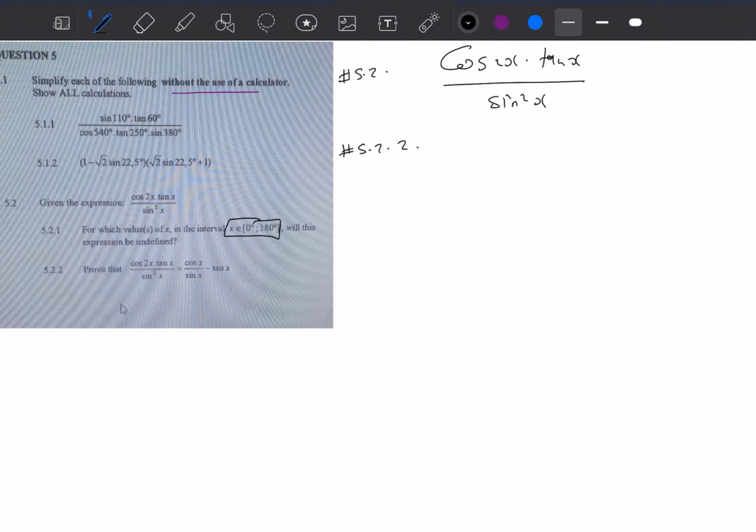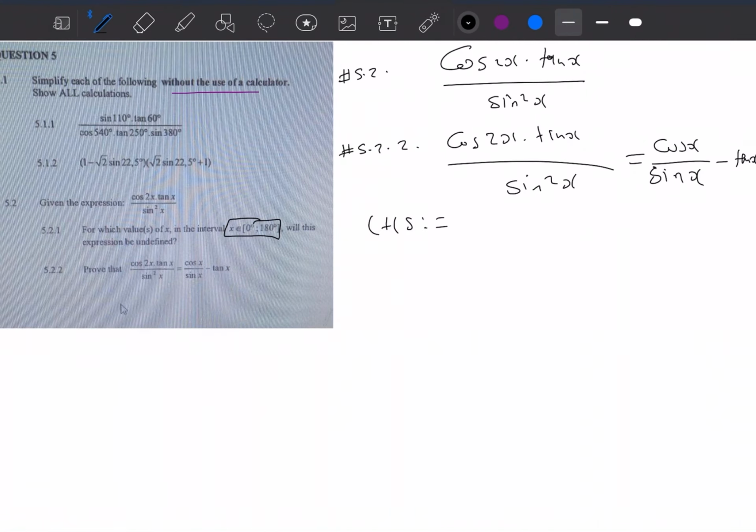5.2.2. Prove that cos 2x times tan x over sine squared x is equal to cos x over sine x. I used to love this. It's one of my favorites in trigonometry, because you know the answer. So here, we're trying to prove that the right hand side is equal to the left hand side. That's basically the proof, right?